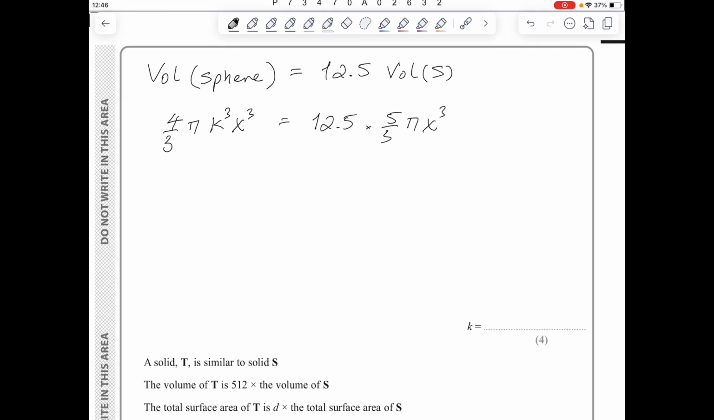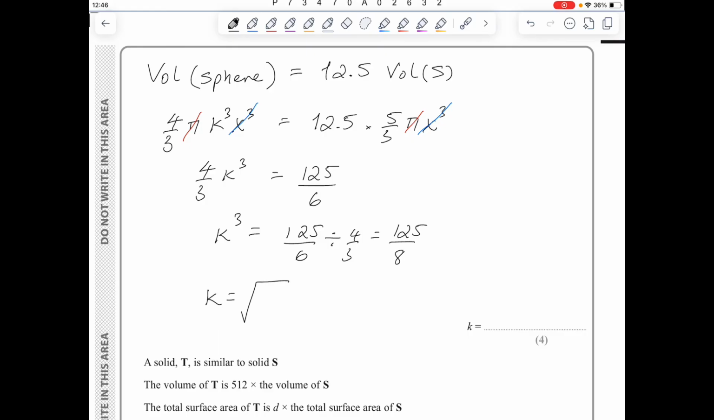I can cancel out the pi on each side and the x to the power of 3 on each side. So I'll be left with 4 over 3 k to the power of 3 is equal to, let's do this calculation on the calculator, it will give me 125 over 6. So k to the power of 3 is 125 over 6 divided by 4 over 3, which simplifies to 125 over 8. So k is the cube root of this fraction, and this comes out to be 5 over 2.